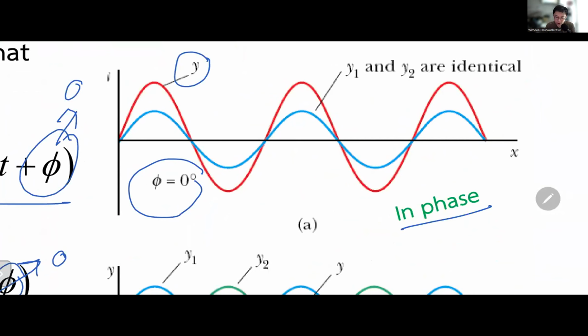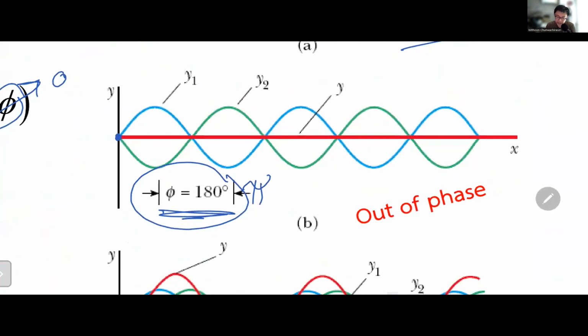Cool? On the other hand, in the case of the second one, when you have a phase difference of pi or 180 degrees, half a cycle, you call it out of phase because they are perfectly opposite at all times. Cool? You get nothing out of it.